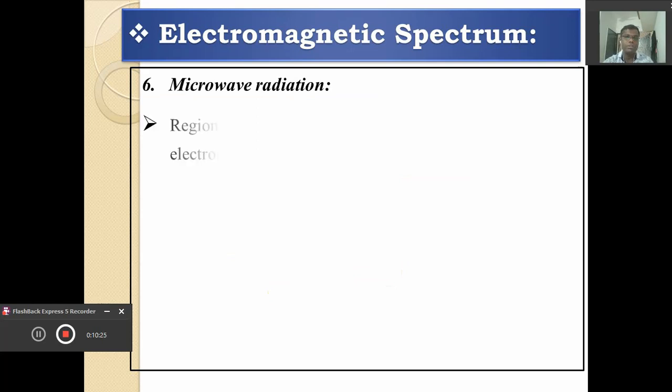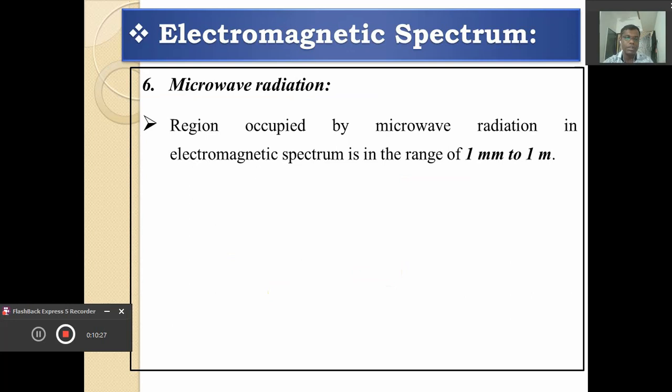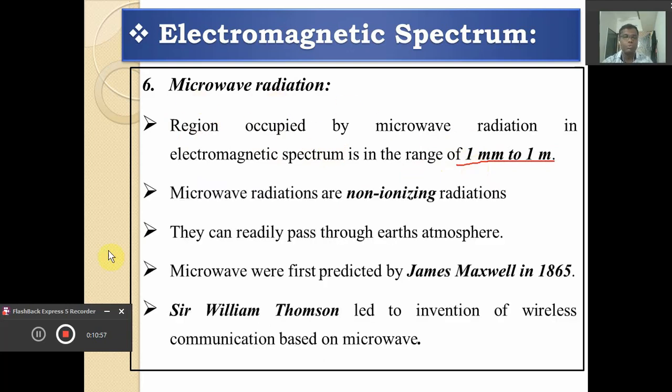electromagnetic radiation present in the electromagnetic spectrum is called microwave radiation. These are also very important radiations, and they are particularly used in our day-to-day life, especially in the kitchen for cooking and other purposes. The region occupied by microwave radiation is from 1 millimeter to 1 meter. So this is the region of the electromagnetic spectrum occupied by microwave radiation, from 1 millimeter to 1 meter.